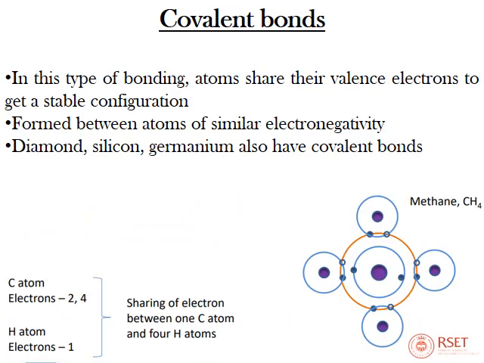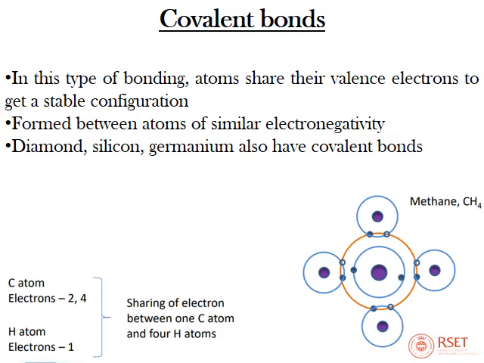Type of bond is covalent bond. Here also it is a stronger bond, but there is a sharing of electrons rather than permanent transfer. It is simply sharing of valence electrons to get a stable configuration. For example, methane, if you consider CH4. In the case of carbon atoms, only 4 electrons at the outer shell.